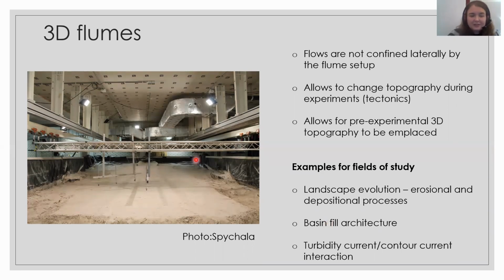The picture shows you the Eurotank at the University of Utrecht in one of our experimental setups that I will come back to later. But we use 3D flumes, for example, for things like landscape evolution. So how are erosion and depositional processes reacting to different boundary conditions? How do we fill a basin? And what is the architecture of this basin after the fill? And we can also study turbidity current and contour current interaction.